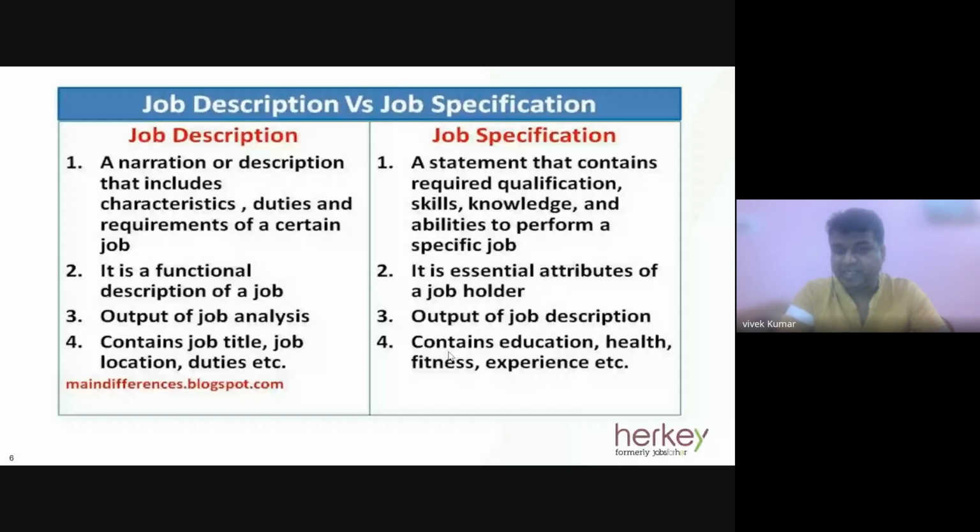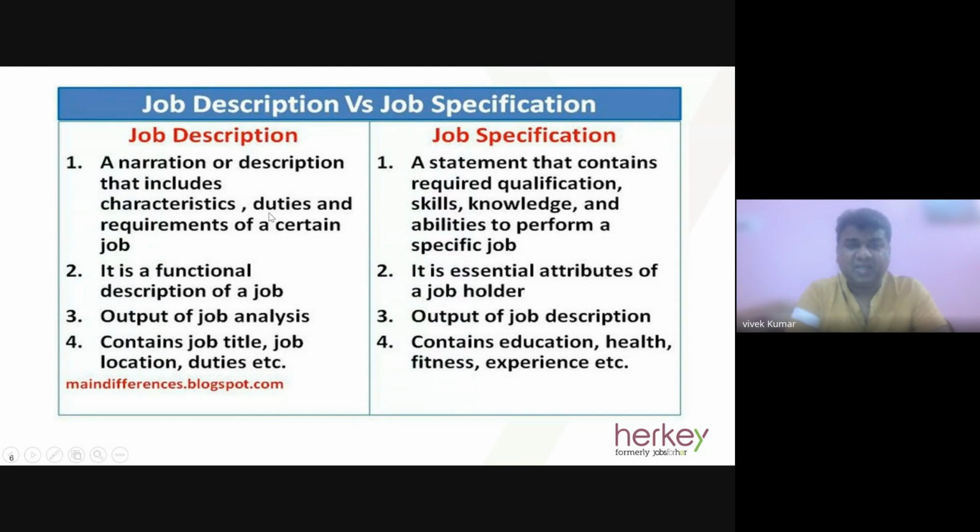So now let's look into the differences between these two. What a job description is about and how it's different from a job specification. Normally, when you talk about a job description, it includes certain details, right? It's more like a narration or description that includes things such as the characteristics, the duties, and also the requirements of a job. Okay. So we already talked about the requirements as in qualifications, skills, etc.